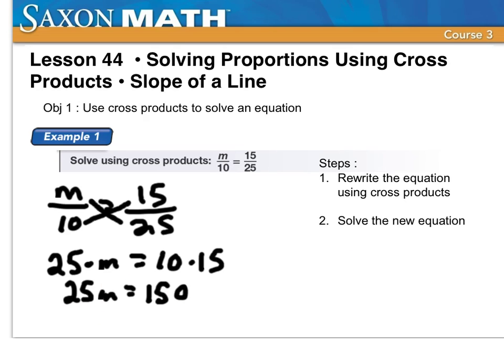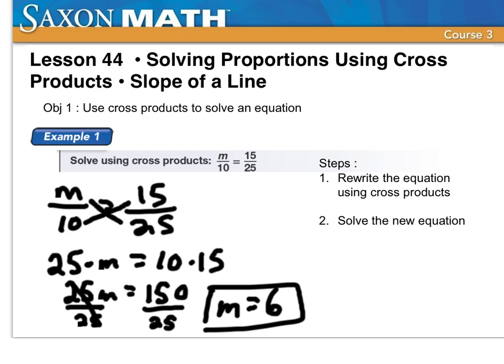Well, this is 25 times m. We've done these before, so I'm going to divide by 25 on both sides. And I'm going to get m is equal to 150 divided by 25, which is 6, because the 25s cancel out. So m equals 6. Alright, let's go on and talk about slope.